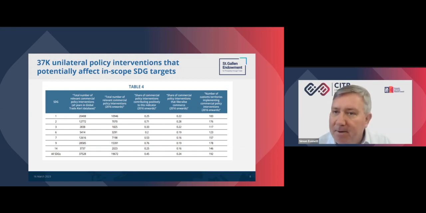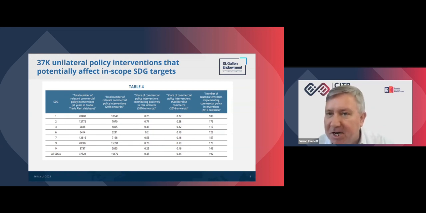Then if you go to the next column, you'll see how often in each of these SDGs, trade policy or commercial policy has been liberalized. And here you get very different percentages or shares than the ones you have in the share of commercial policy interventions which are positively contributing towards an indicator. So if you compare the 4th and the 5th columns here, you get some very interesting results.